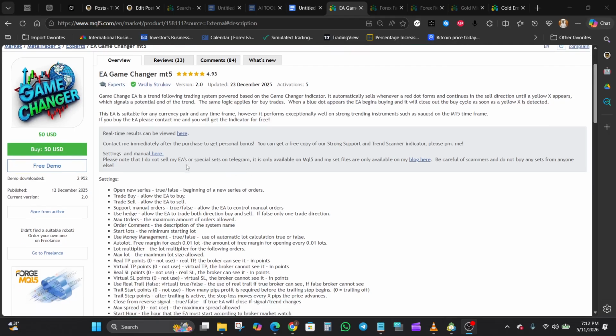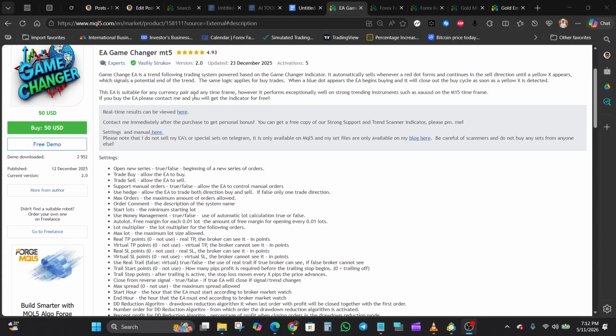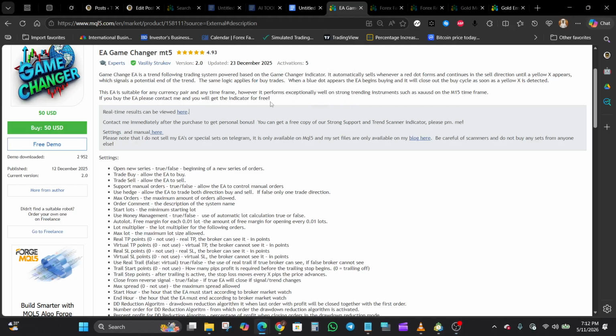So, as I scroll through the description here, the developer explains that the EA is based on the Game Changer indicator and follows a trend based trading approach, right? So the logic described is actually pretty straightforward. According to the marketplace information, the EA opens sell trades whenever a red dot appears and continues selling until a yellow X signals a possible end of that trend cycle.